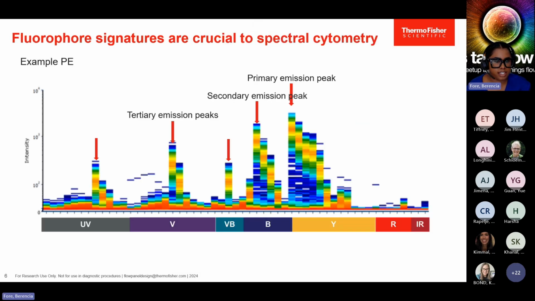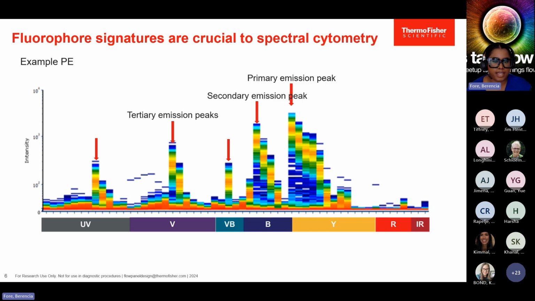A well-defined signature is really paramount in spectral flow cytometry. Poorly defined signatures can lead to errors in unmixing. And signatures can also help identify issues such as malfunctioning lasers and detectors, contamination, and any problems with antibody performance.